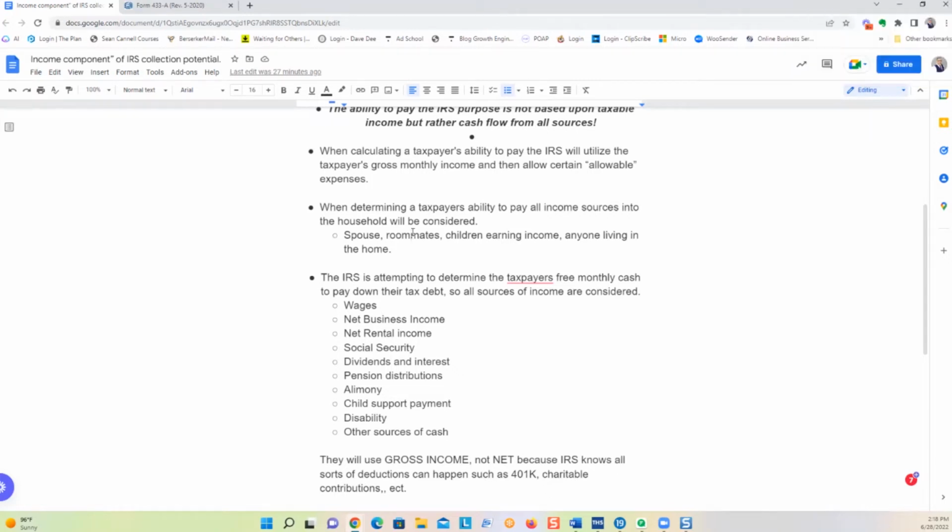They're just other members of the family, friends, or family members that might be living there. So when it ultimately comes down to ability to pay, the IRS wants to know all the income coming into the house. I have a quick question on that, on the children.